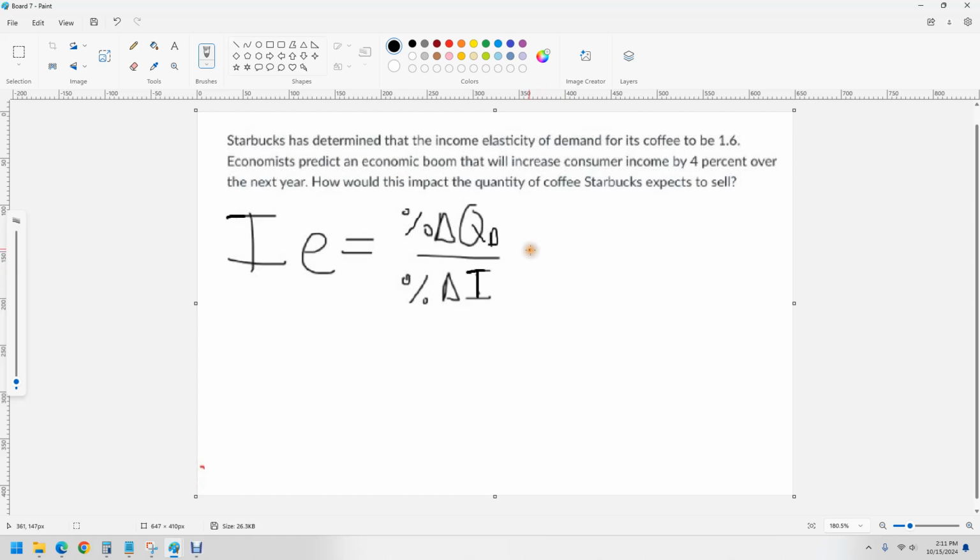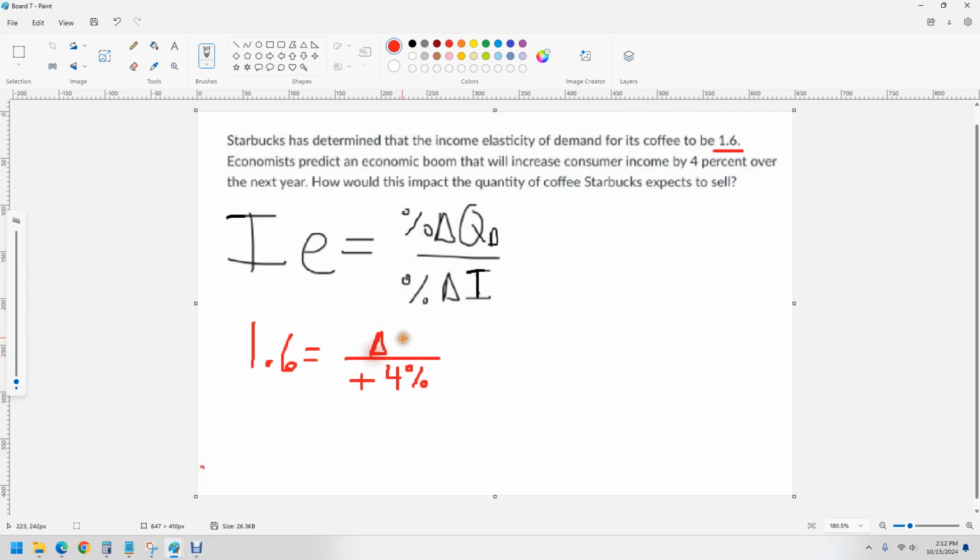If it's positive, it's a normal good. If it's negative, it's an inferior good. So this problem says that they think their coffee is 1.6. So that is the income elasticity of demand. We predict that an increase in consumer income will happen by 4% in the next year. Okay, so we're going to go plus 4, and this is a percent.